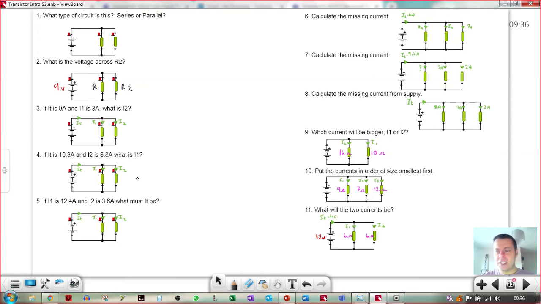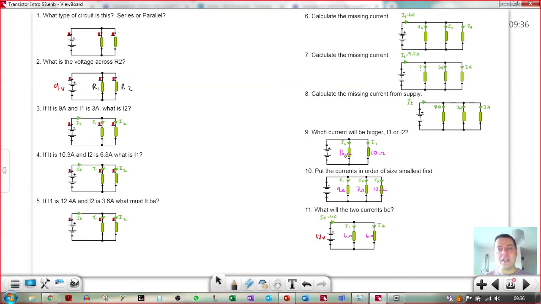I kept the numbers the same as the previous question as well, just to impress upon you how similar they are, but you're just changing the context of what you're talking about. So that's the same as all these. Calculate the missing current from supply. So that's 8, 3 and 2. That's 13 amps being drawn from supply.